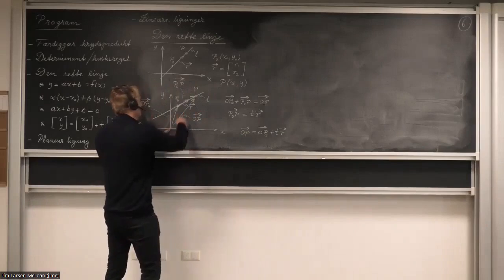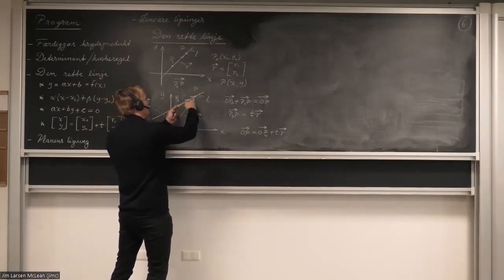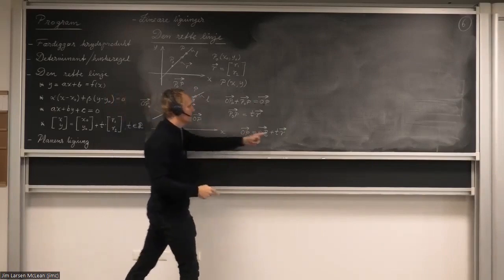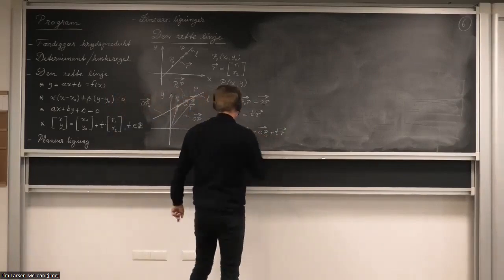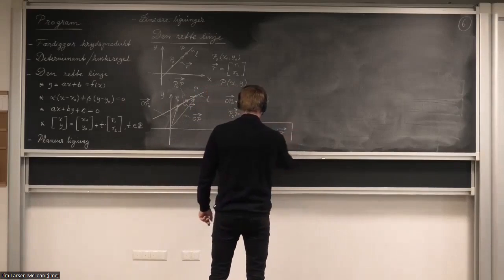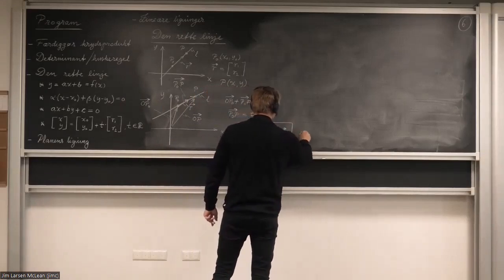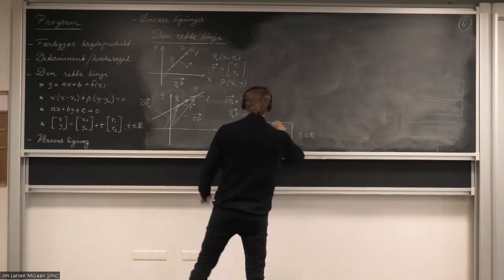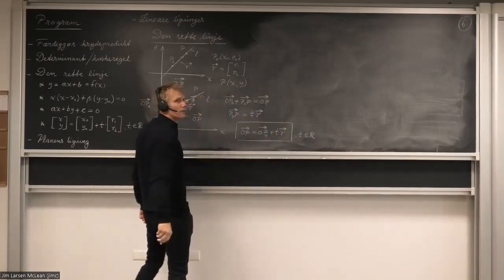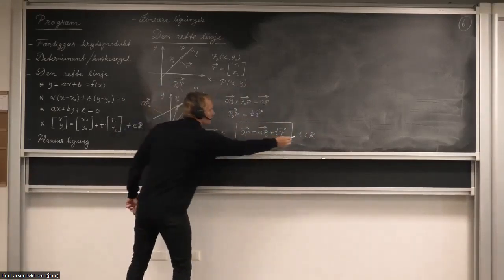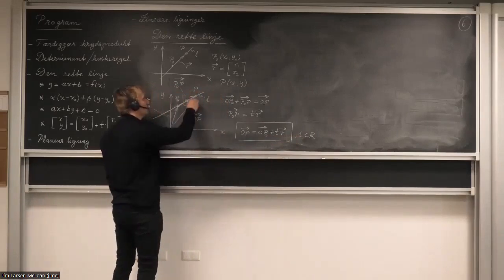The vector that's here, what is it? It's OP0 plus this direction vector, stretched each time with some number. So here, I have described a straight line. I can just let t go through all real numbers, and I will get all the points on the line described. If t runs through all real numbers, I get all the points.